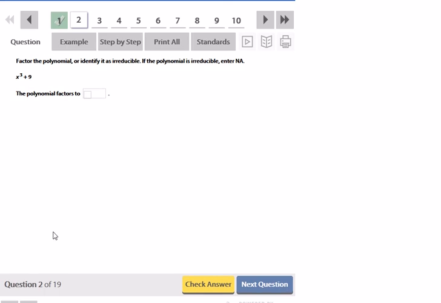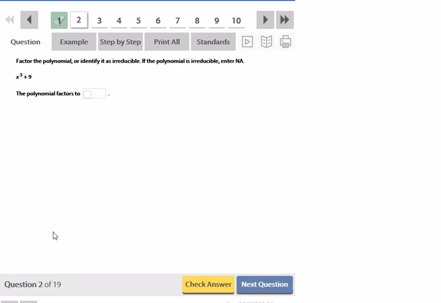Factor this polynomial or identify it as irreducible. So here I have two terms. These do not have a common factor, but if I could rewrite it as a sum of cubes, then I would be able to factor. Now, x to the third is a perfect cube, but 9 would also have to be a perfect cube. But no, if I take the cube root of 9, it's an irrational number. 9 is a perfect square, but it's not a perfect cube.